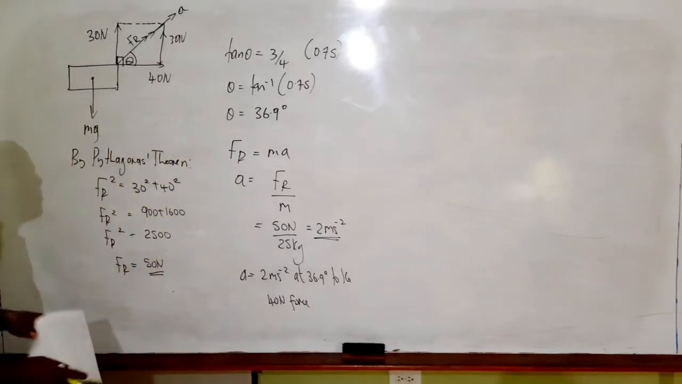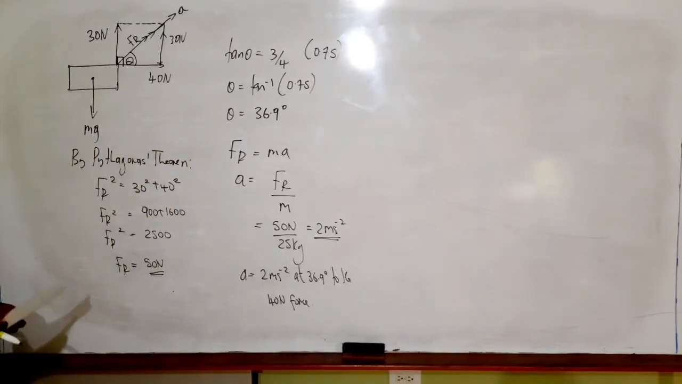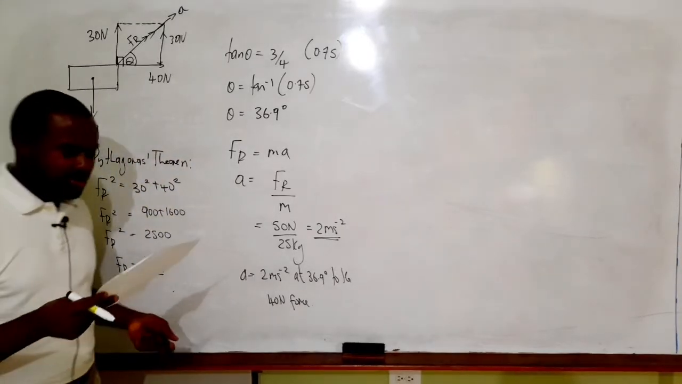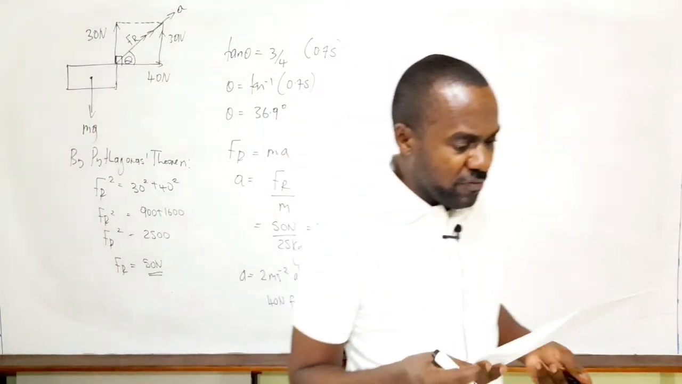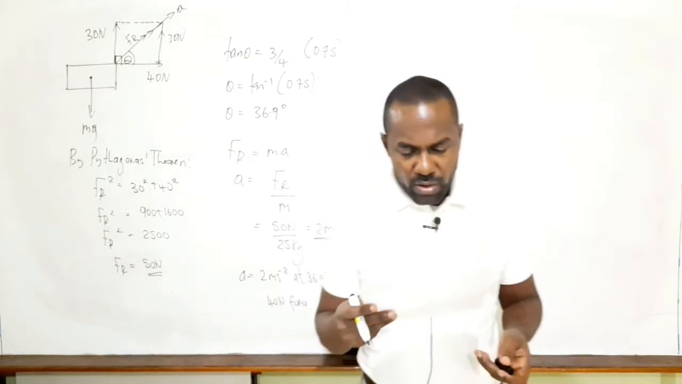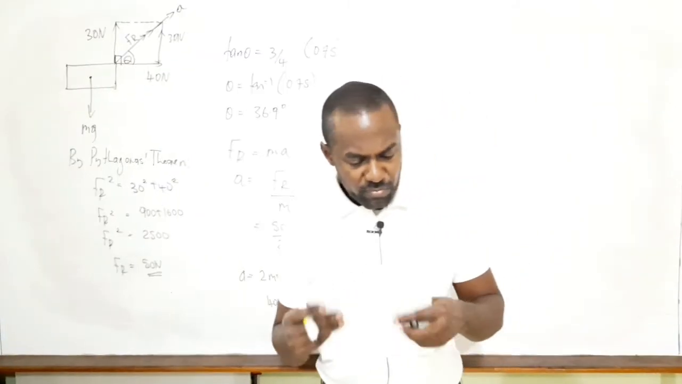Right? And there we found not only the magnitude but also the direction of the acceleration on this body. So that was question 2 from our worksheet. We'll now look at question 3.